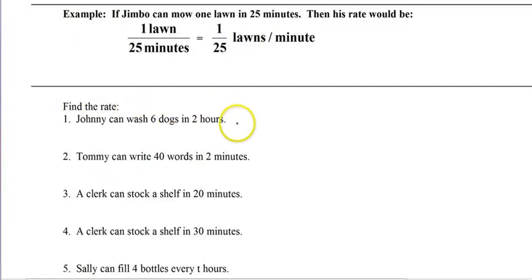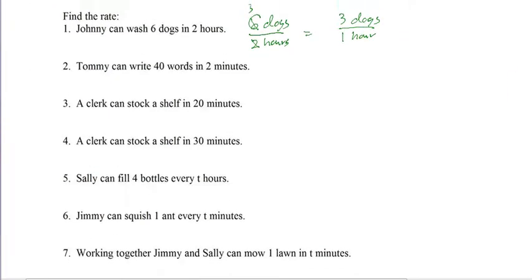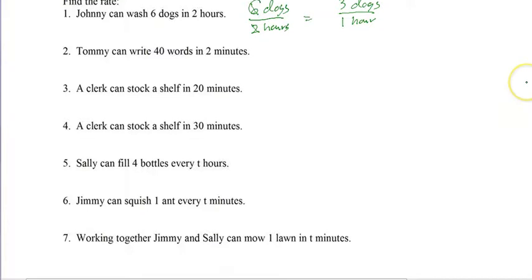Johnny can wash 6 dogs in 2 hours. So his rate would be 6 dogs every 2 hours. And you could leave it like that, or you can reduce it. So it would be 3 dogs every 1 hour. And that's his rate. So see if you can find the rate for each of these, numbers 2 through 7, and then write them down. Hit pause now and give it a shot.